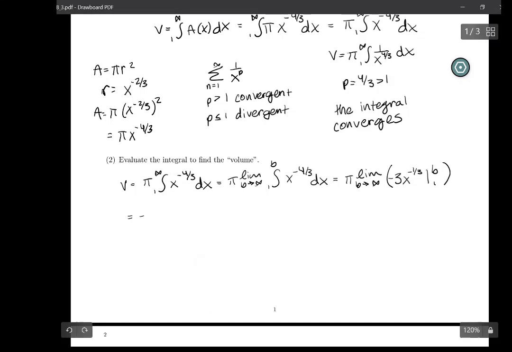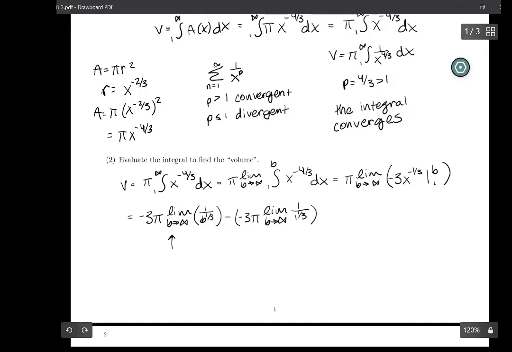I'm going to pull it out with the pi. So negative 3 pi, the limit as b goes to infinity, right? So my top value is b, so 1 over b to the 1/3, minus negative 3 pi, limit as b goes to infinity, 1 over my bottom value, 1 to the 1/3, right?